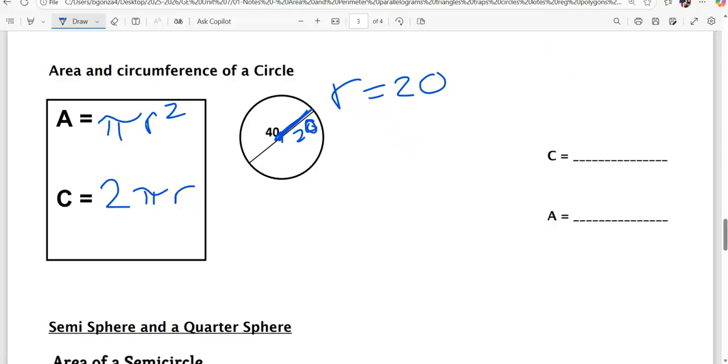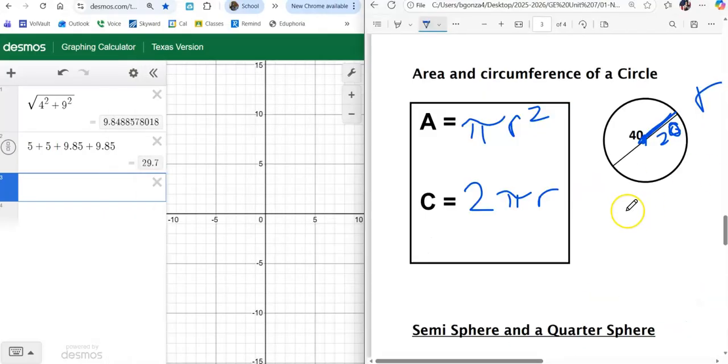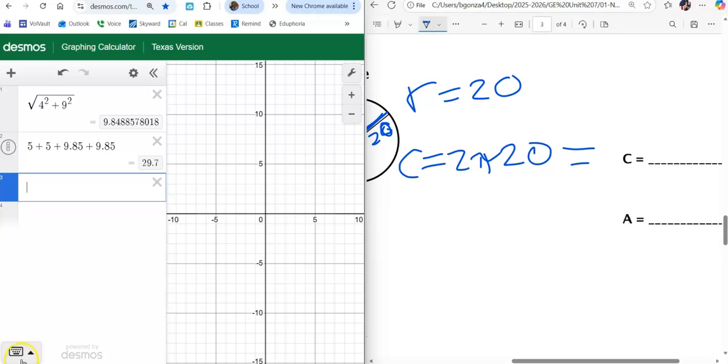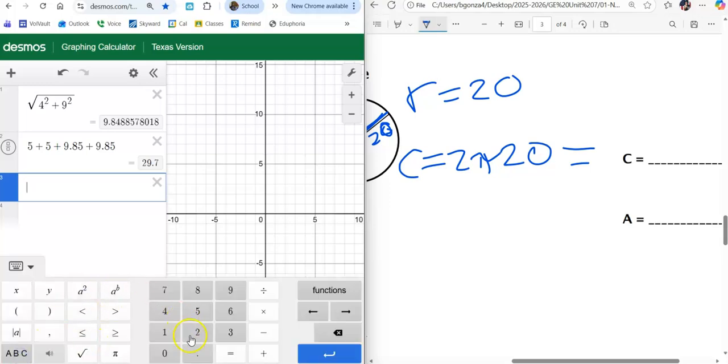So it's very important that we are able to find circumference and area. So C equals 2 pi 20. Now, when you type this into Desmos, you're going to click the 2, and then pi is right here, 20. That gives me 125.66.